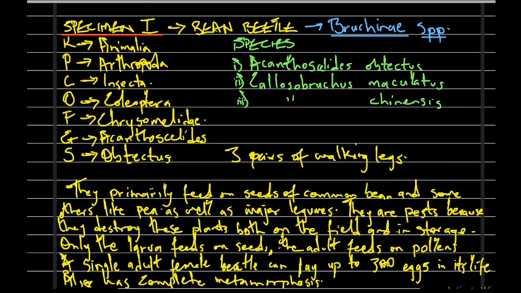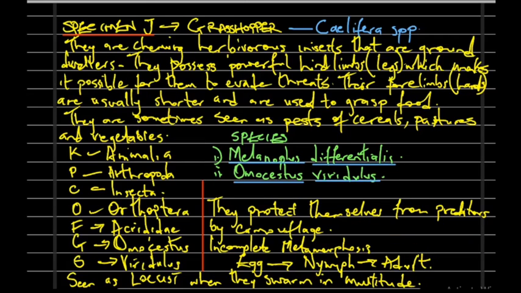And then we move to the next specimen, which is specimen J. Specimen J is another insect, the grasshopper. Its group name is the Caelifera species. We have other species like Melanoplus differentialis, and Homoeoxipha viridulus. Those are other species of this particular organism called grasshopper.